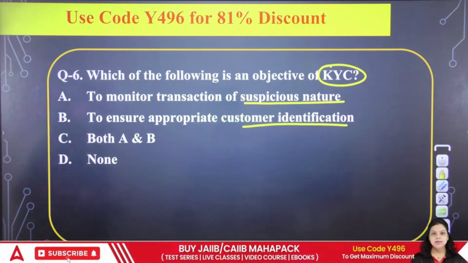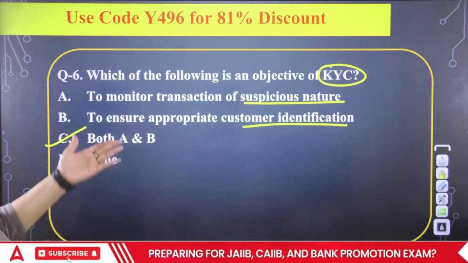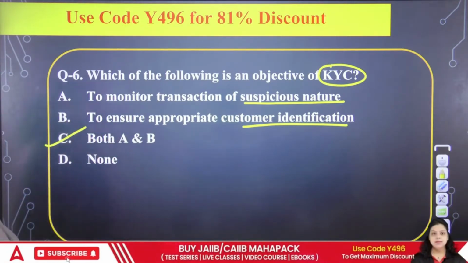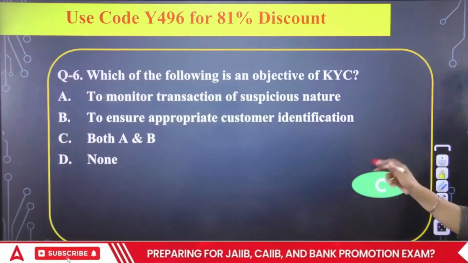Okay, so the right answer will be both A and B: to monitor transactions of a suspicious nature as well as to ensure appropriate customer identification. Both are the objectives of KYC, right? Now, the seventh question. The right option will be your C option.